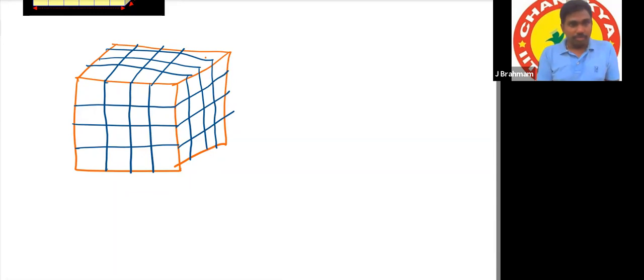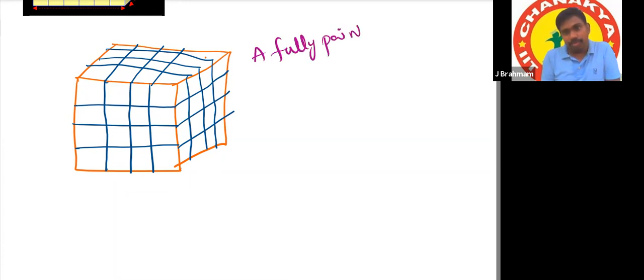I forgot to say one point. Before cutting this cube, we have colored this cube. This total cube is colored. A fully painted cube. I'm mentioning it as a fully painted cube.